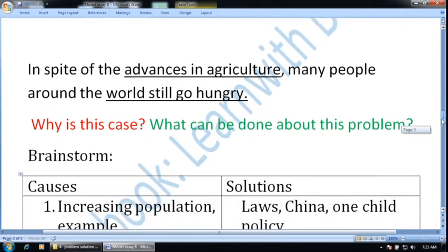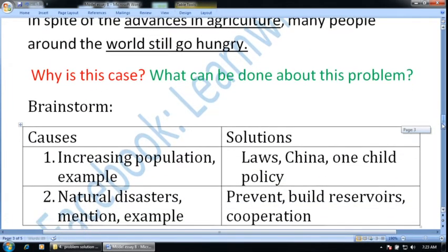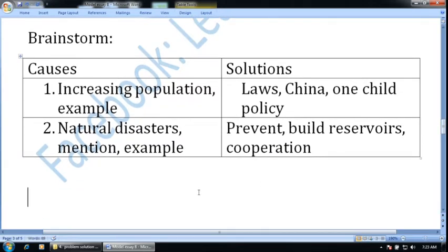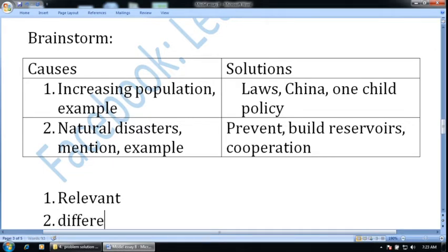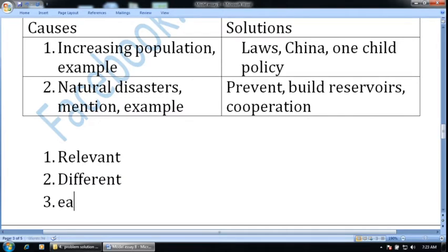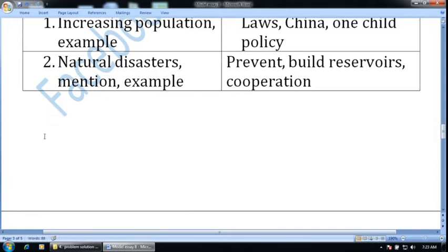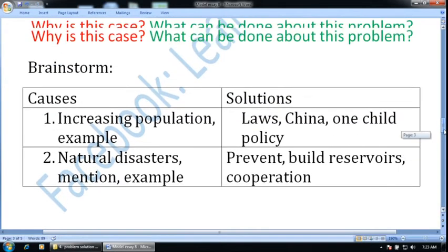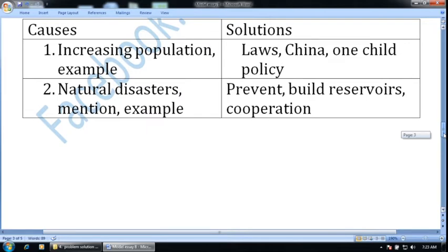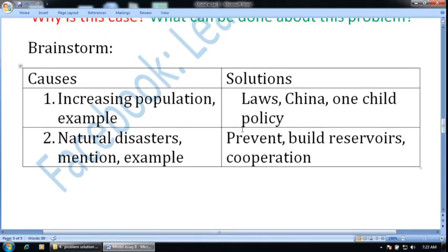Then just look at whether my brainstorming ideas are, number one, relevant and different from each other, and can be easily expanded. Whether they can be easily expanded or not, these are the important points here. So these are my problems, these are solutions.